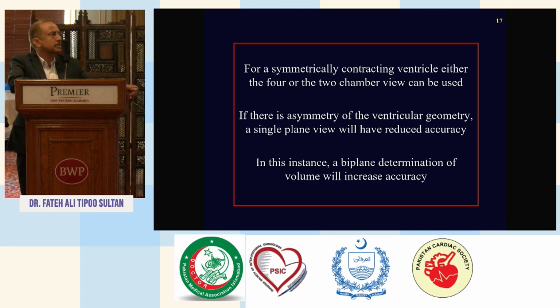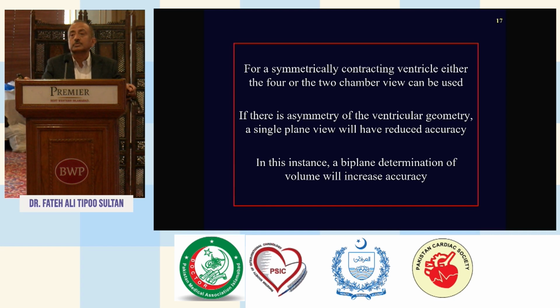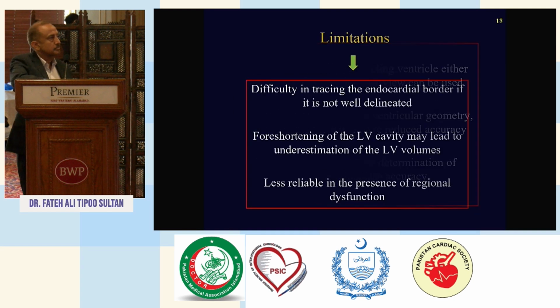So for a symmetrically contracting ventricle, either the 4- or the 2-chamber view can be used. If there is asymmetry of the ventricular geometry, a single plane view will not be sufficient, and in this instance, people usually recommend using the 2 views, the 4-chamber and the 2-chamber view. But again, there would be a lot of assumptions here.